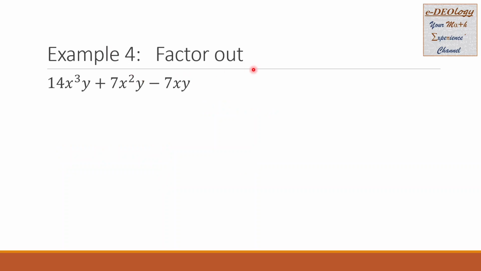Example 4, factor out 14x cubed y plus 7x squared y minus 7xy. Note that we have here three terms. And our GCF here is 7xy. Then we write the factors. First, we copy the GCF as one of the factor and then multiplied by the polynomial here. Since we have three terms, there must be three terms also inside this polynomial.